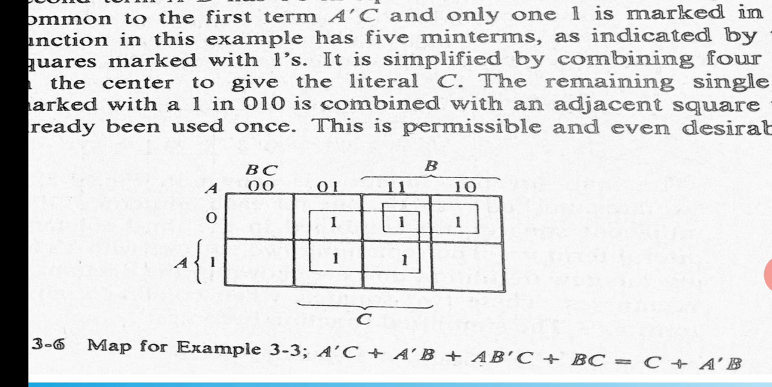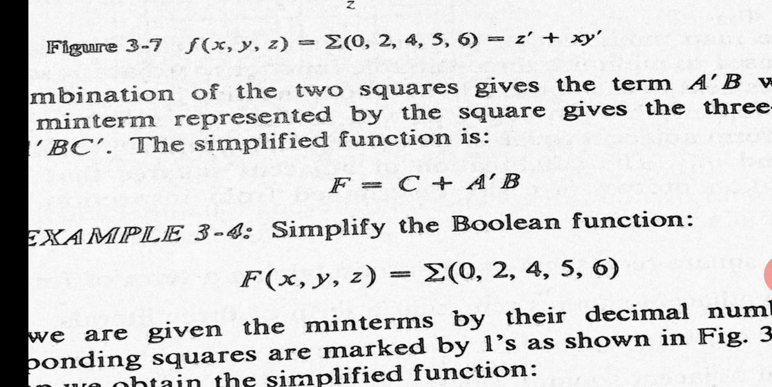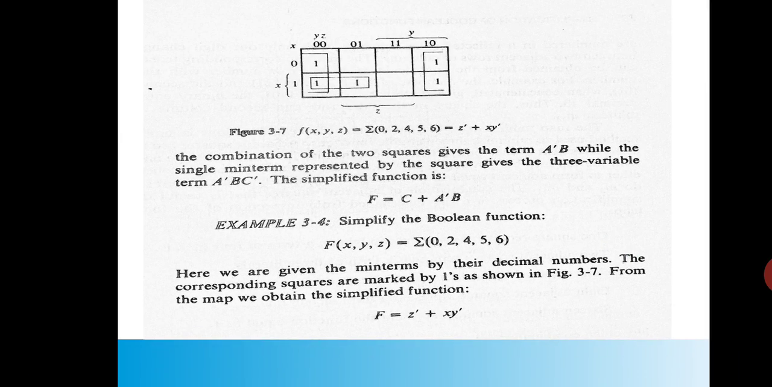Ultimately what they have done is written the function based on the squares, isn't it? You have C plus A dash B. The same thing they have written here: F equal to C plus A dash B. This is how you can work on it. This is the example I wanted to take. In the question paper or in the textbook you have some more examples. I will give some assignments to you so that you can solve them. If you get any doubt, you can get back to me.